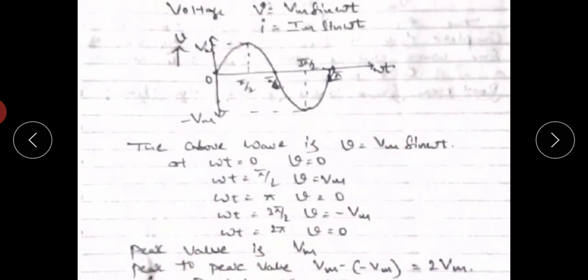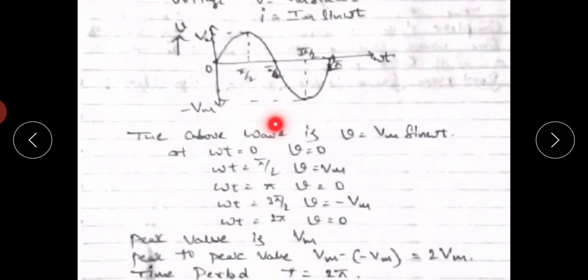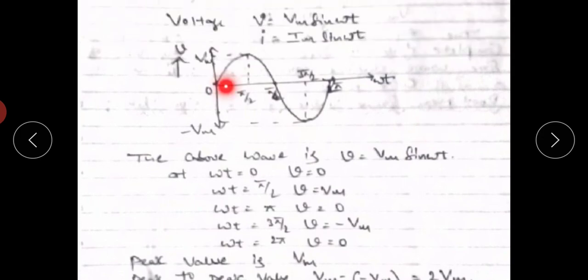Next one, peak to peak value. The value from positive maximum to negative maximum is called the peak to peak value. Here peak to peak value equals Vm minus of minus Vm, which equals 2Vm. The signal peak to peak value equals 2Vm, and peak value equals Vm. Next, time period. This is the total time period. One cycle time equals time period, which equals 2 pi.